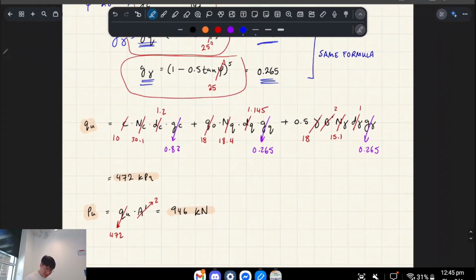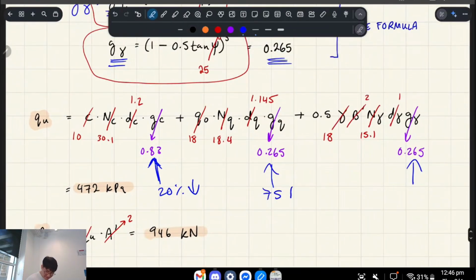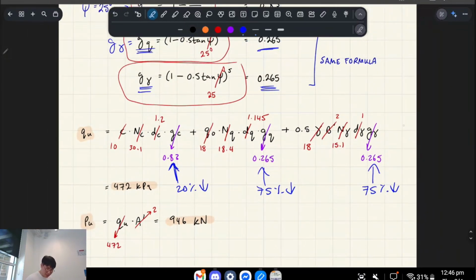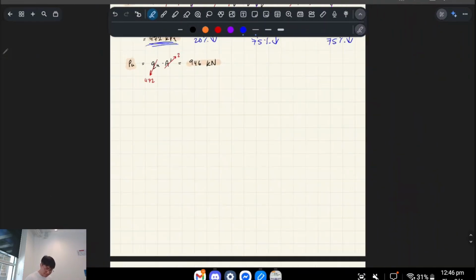Okay, so that basically results in a reduction, because these modification factors, if they're less than 1, are going to reduce your bearing capacity, which makes sense. So what it's saying is that this component gets reduced by about 20%. This one gets reduced by about 75%. And then this one gets reduced by also about 25%. 75%. So you lose a large amount of your bearing capacity.